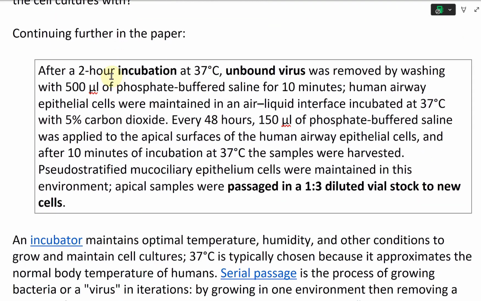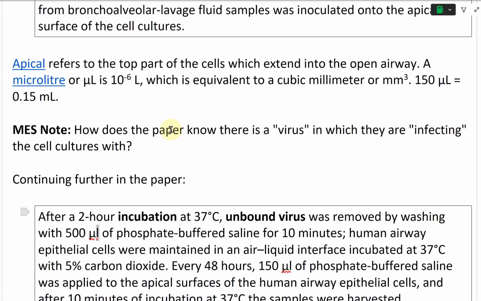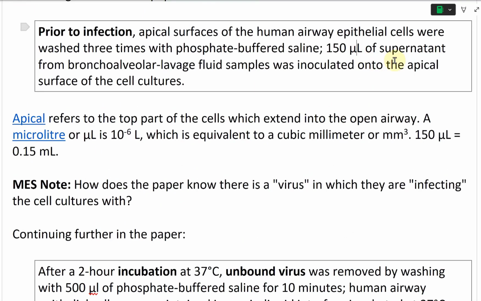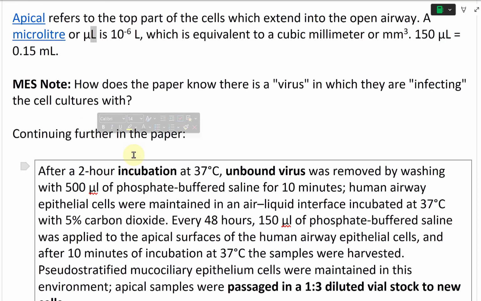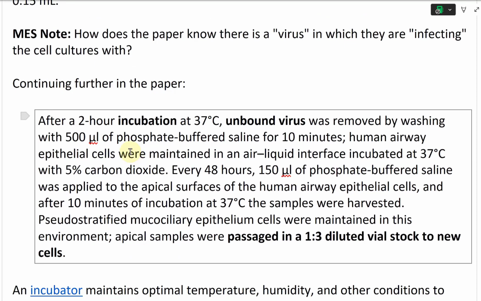All right, so now continuing further on the paper. After a 2-hour incubation at 37 degrees Celsius, unbound virus was removed by washing with 500 microliters. And note here the paper uses a lowercase l, but I'm used to the uppercase L. I actually changed it for them here, but I'll put it back. So they use UL like that. I'm just used to writing microliter with a capital L always. That's just a way I've been working, but they mean the same thing.